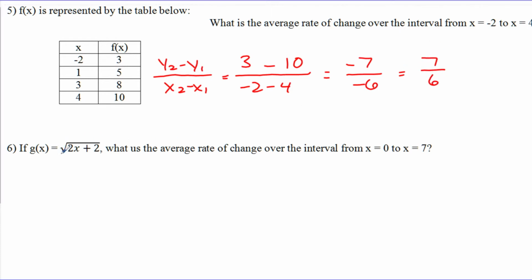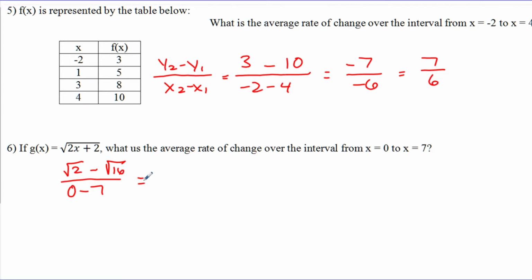Problem number 6 with g of x is the same thing, with the exception that when I plug in, I'm going to have to plug in to get my output values. Like this one, they just gave us the values. Here I actually have to do the work. So on the denominator it is still x2 minus x1, so 0 minus 7. And in the numerator, when I plug in a 0 here for x, I'm going to get the square root of 0 plus 2, so the square root of 2, minus, and then when I plug in a 7, I'm going to get 16, the square root of 16.